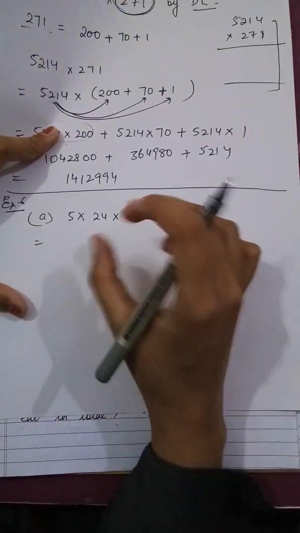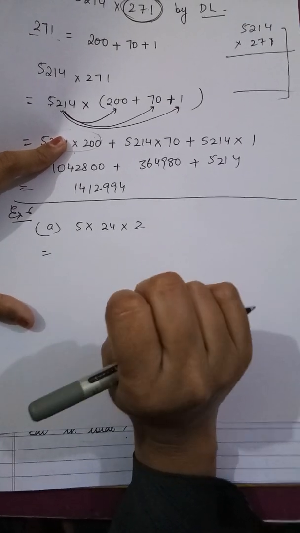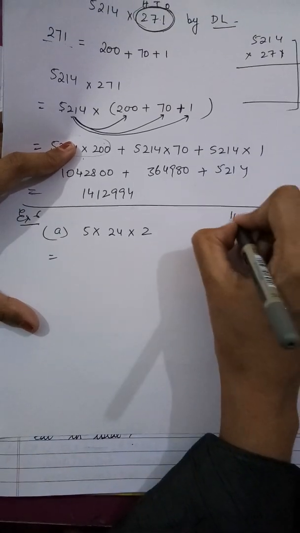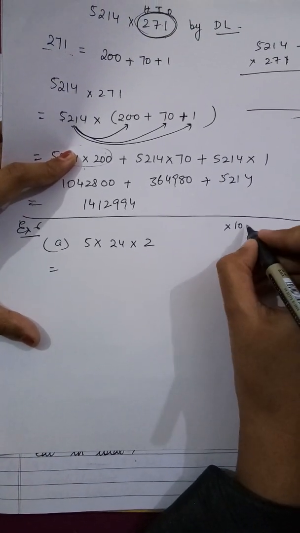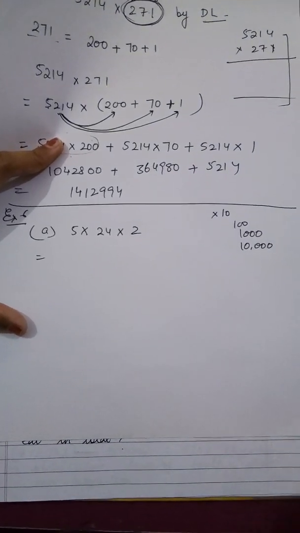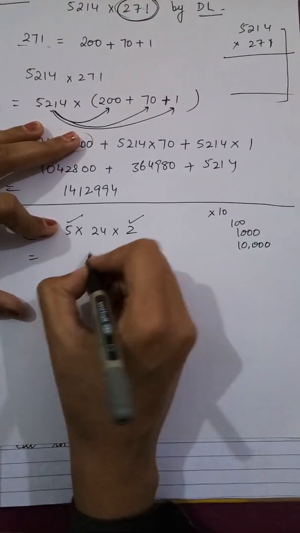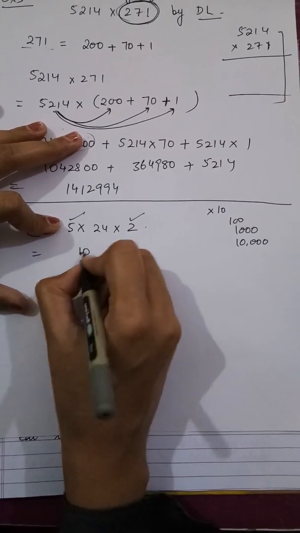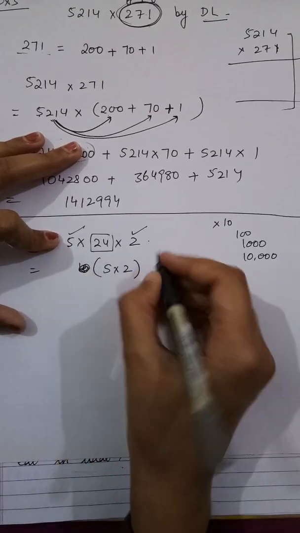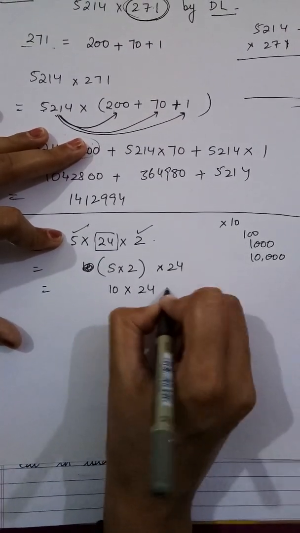Now suitably arranging means that while doing multiplication my calculation should be very easy. So what I'm going to do here is, I'm going to search the numbers which will give me the multiple of 10. Multiple of 10 means 10, 100, 1000, 10,000 and so on like this. Now can I multiply 5 and 2 and it will give me 10? 5 2s are 10, right? So I am going to arrange 5 and 2 in one bracket, and this 24 is left, so I'm going to write 24 outside. So 5 2s are 10, multiply by 24 and this will give me 240.